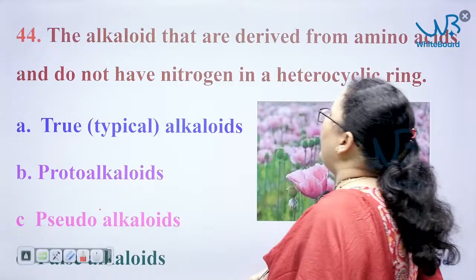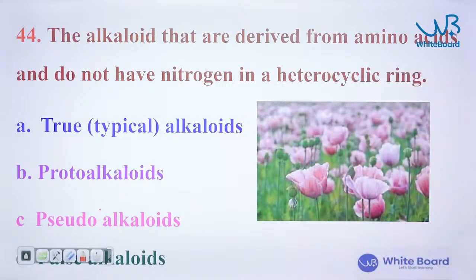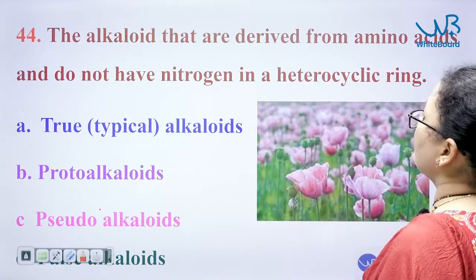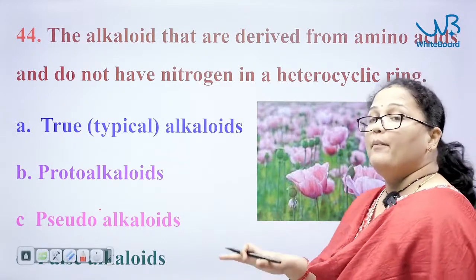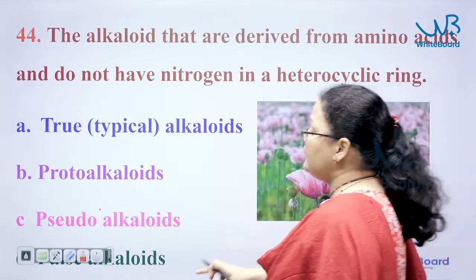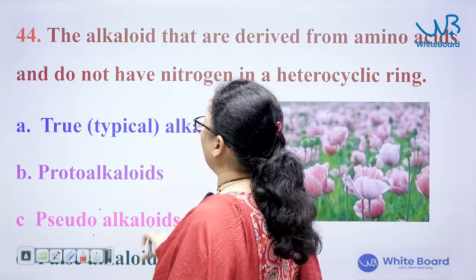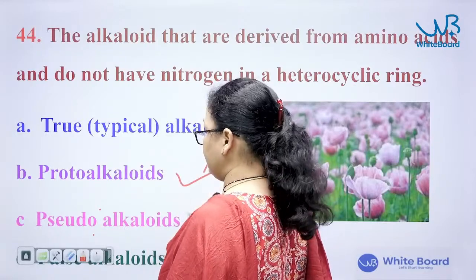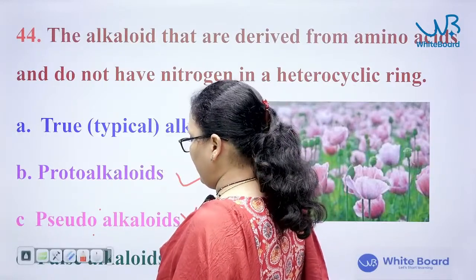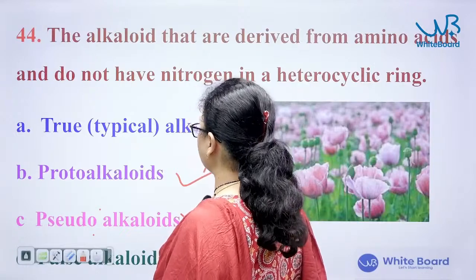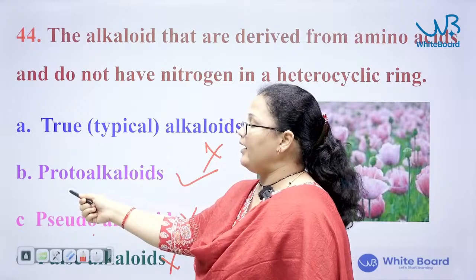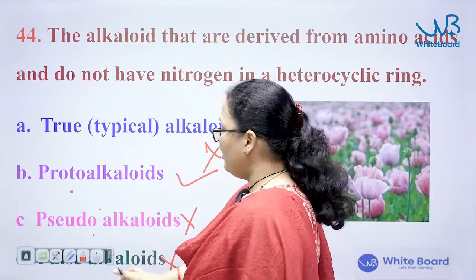Next one. The alkaloids that are derived from amino acids and do not have nitrogen in a heterocyclic ring. They are alkaloids, but they do not have a nitrogen in the ring. So, what is the name given for that particular one? True alkaloids, typical? No. Proto-alkaloids? Yes. Pseudo? No. And another one, false alkaloids? No. So, the correct option is proto. They are alkaloids, but they do not contain a heterocyclic nitrogen, and are known as proto-alkaloids.